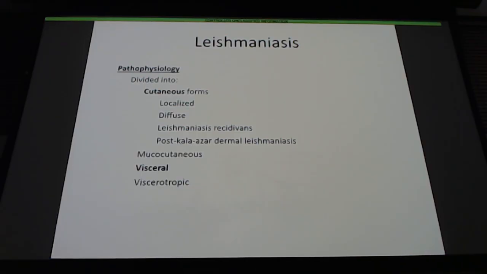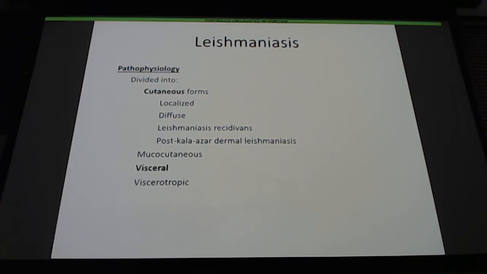So for cutaneous, you have localized, diffuse, and leishmaniasis recidivans. Okay, it is spelled correctly. Usually it is recurrence of a lesion at a site that has already been healed. Right? A lot of times when you have cutaneous leishmaniasis, it may end up going away on its own, even if you don't do anything. But because of recidivans, years later, it may end up coming back in the same exact spot. That's what that means.